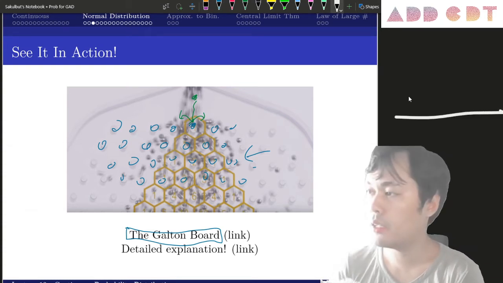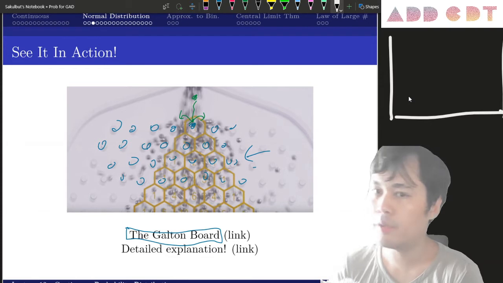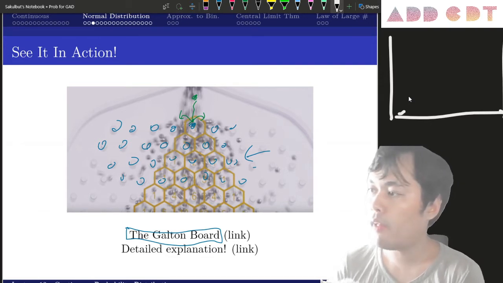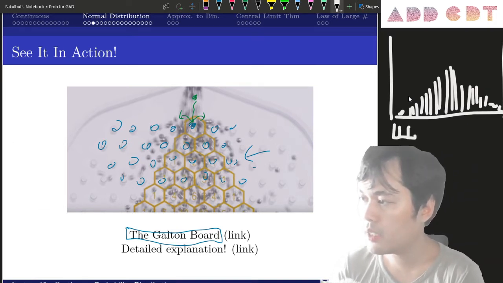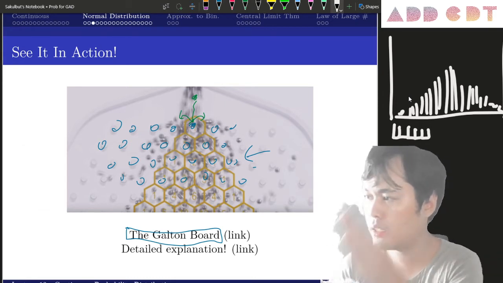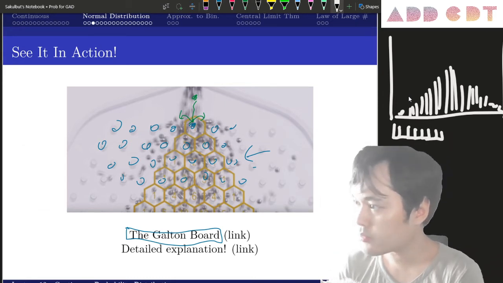You have a board like this, with the left edge, the right edge, and the beads fall into these columns. These columns are separated by a plastic panel.